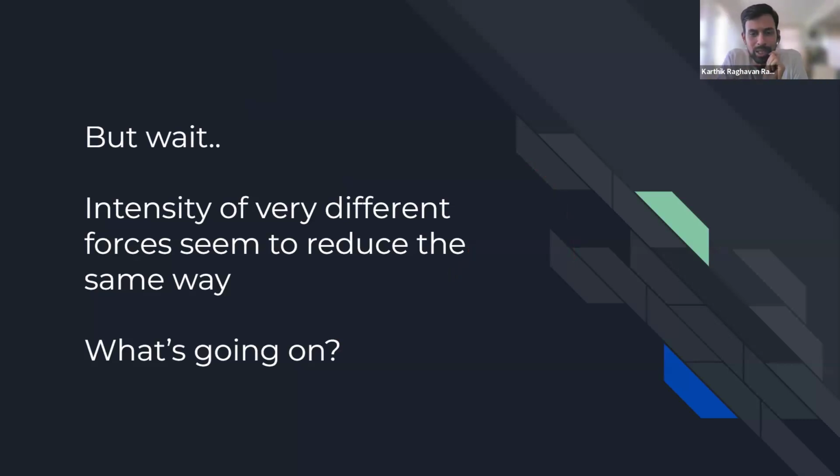Now let's go back to that formula that I showed you, right? Gravity, light, sound, electrostatic force, so many different forces that are fundamentally very different physical phenomena. They all seem to reduce the same way. They all seem to reduce by x squared, by distance squared, as you move away from them. Now let's pause for a minute and appreciate the curiousness of that. Gravity is fundamentally a very different force from light or sound, right? And electrostatic force is very different. So what's going on?